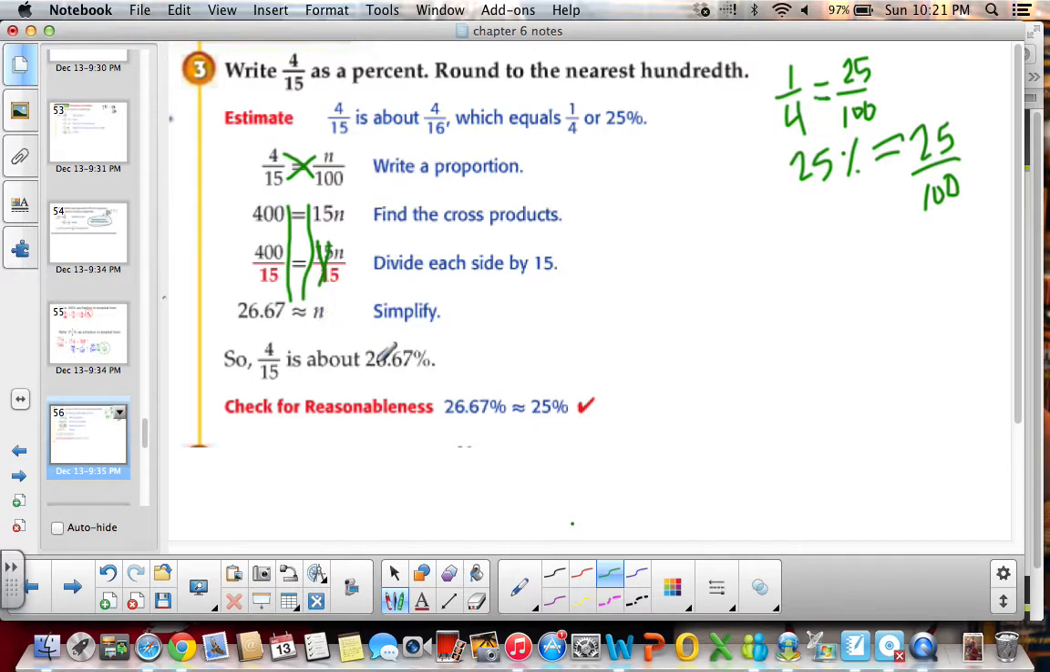So 4/15 is about 26.67%. Now we do not move our decimal because we know that that number is already that percent over 100, just like 25% is 25 over 100. So we're looking for this number. That's why we don't change our decimal. We leave it like that as a percent.